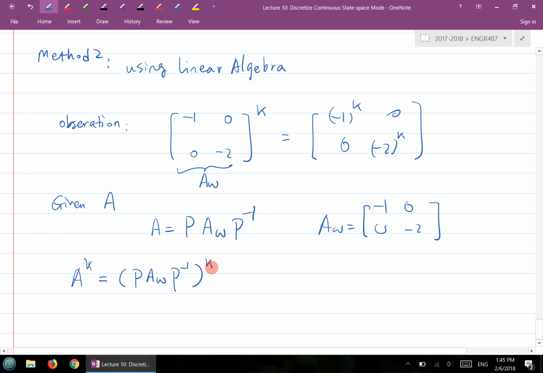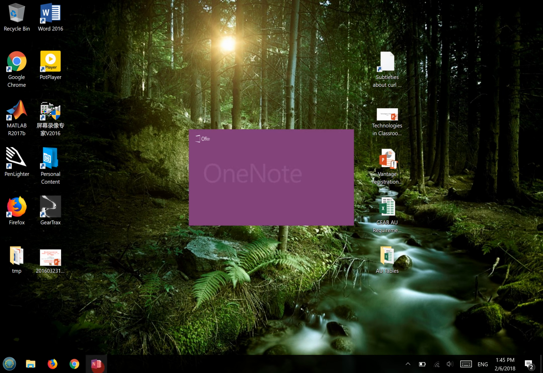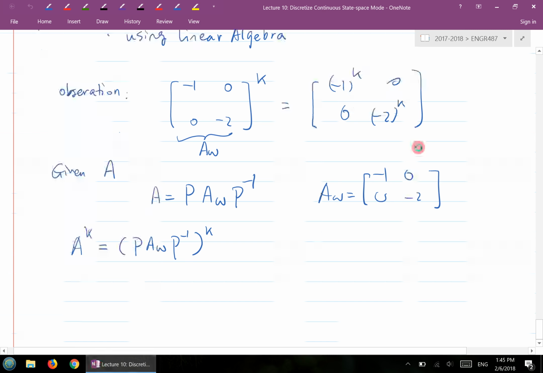This seems not so simple yet. So here's the clumsy method: I'm going to multiply this whole thing k times. Let's take a look at what we can see. I'm going to write these things k times here.